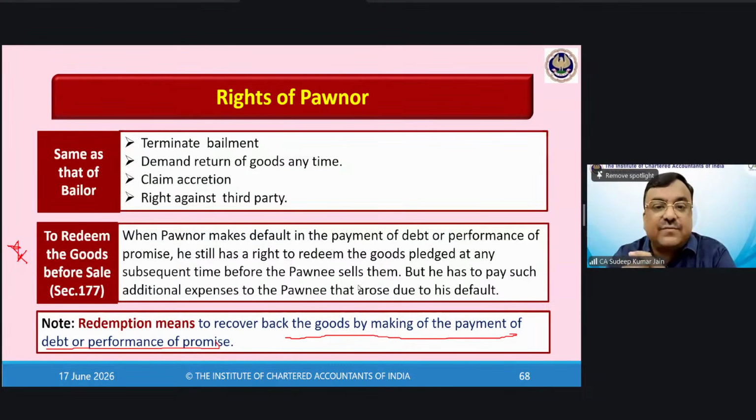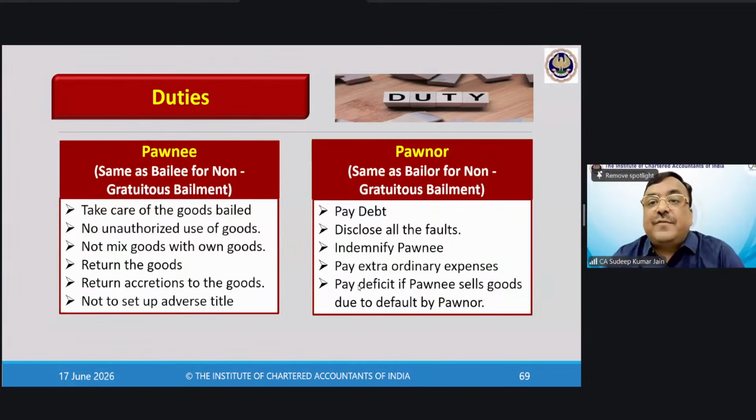तो when owner makes default in making the payment of debt or performance of promise, he still has the right to redeem the goods pledged at any subsequent time before the pawnee sells them. But he has to pay such additional expenses to the pawnee that arose due to his default. Duties of pawnee, same as that of bailee for non-gratuitous bailment. And duties of owner, same as that of bailor in case of non-gratuitous bailment.